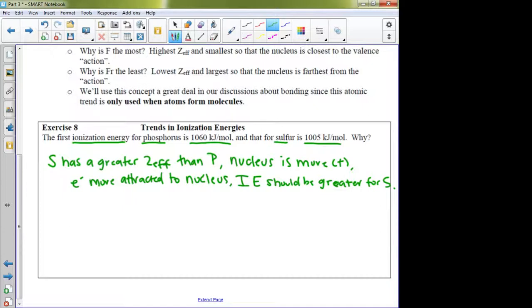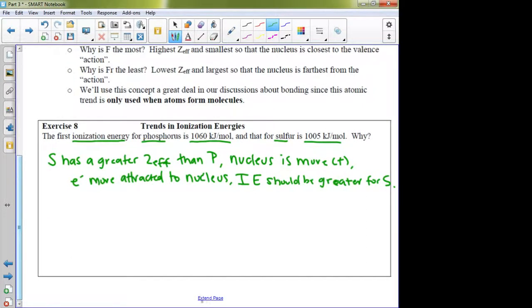But then what do I notice about the data that they gave me? The ionization energy for sulfur is actually lower than the ionization energy for phosphorus. Does that match what we have learned so far? No. So this must be one of the exceptions that we talk about, which means if I can't remember exactly what it is, I need to draw it out. So I draw it out.